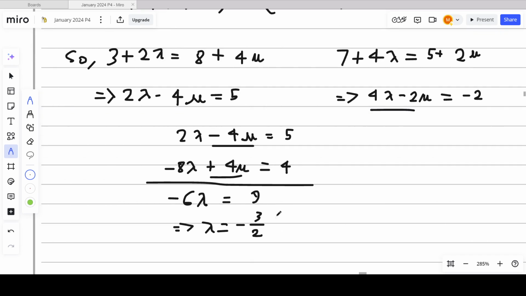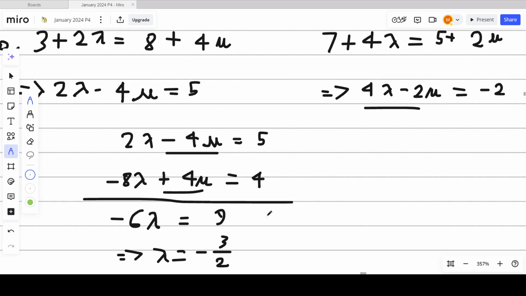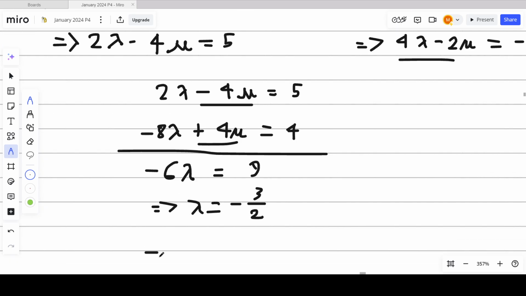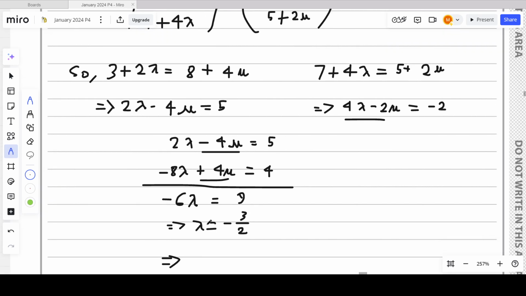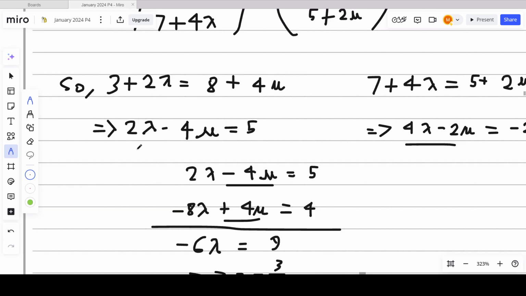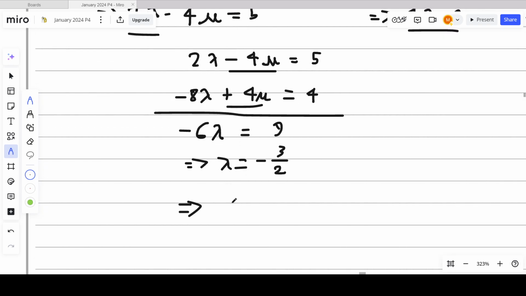Fine. Now we need to find out the value for mu. The remaining is the value for mu. So what would be the value for mu? Put the value for lambda in any of the equations. Let us consider this equation: 2 times negative 3 over 2. So 2 cancels out, so this is negative 3. Take this negative 3 to the right side, so we'll get 5 plus 3, which is 8. So mu would be 8 over negative 4, that is mu is what? Negative 2.